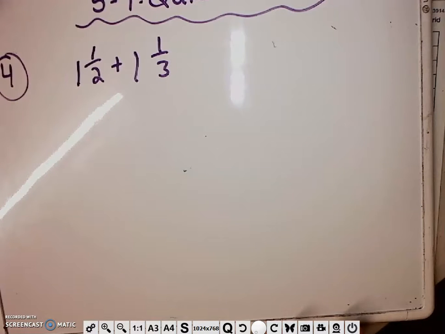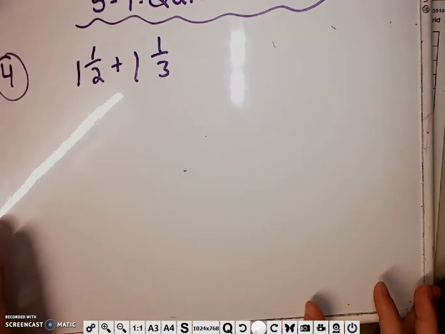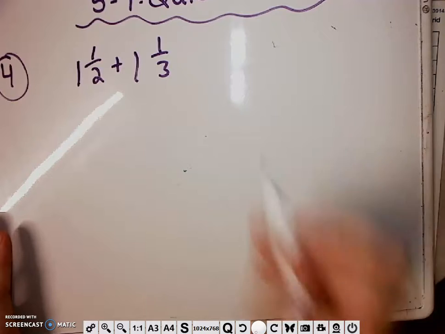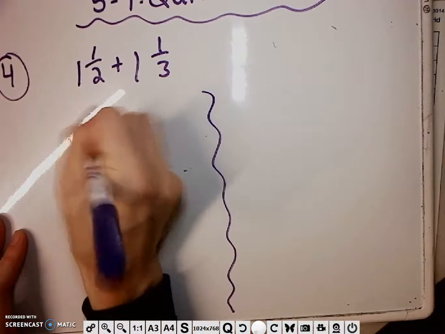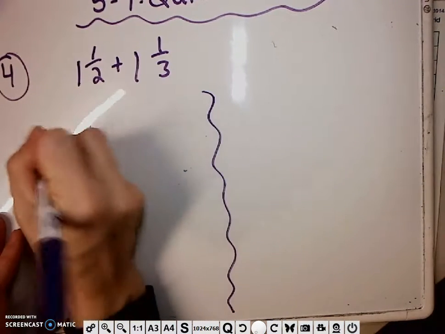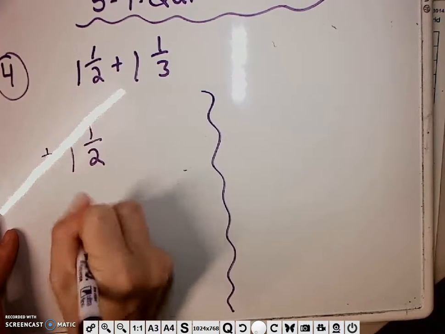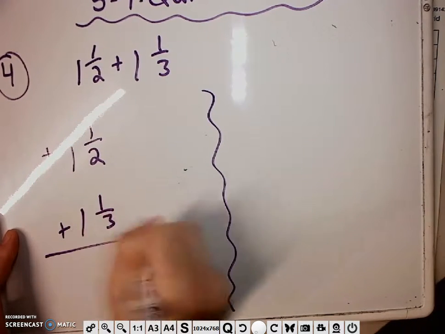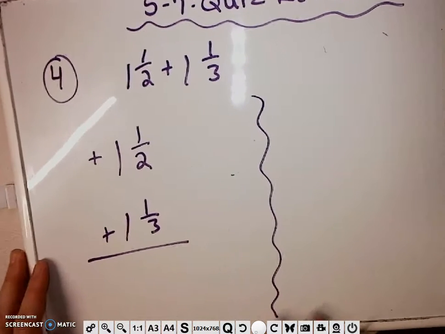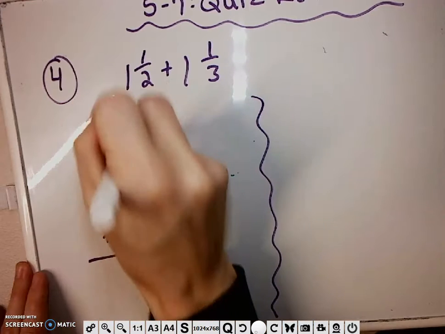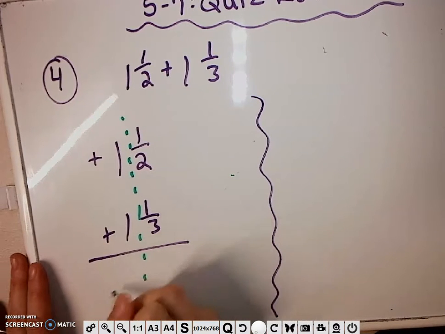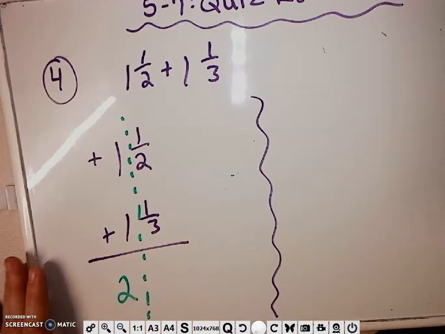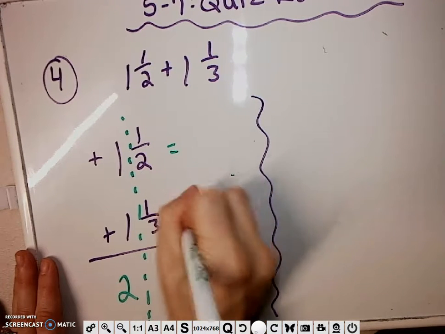I also got some requests for number 4. Number 4 says 1 1/2 plus 1 1/3. Again, I'm going to do it both ways. If I write it going up and down as is, this is positive 1 1/2, positive 1 1/3. I'm going to first deal with my whole numbers. So positive 1 and positive 1 gives me positive 2. Now I'm going to deal with my fractions.